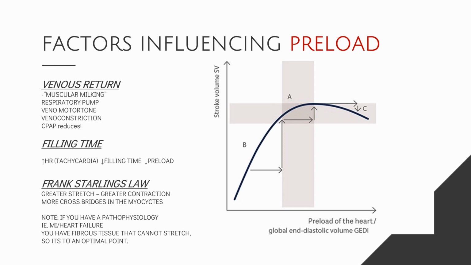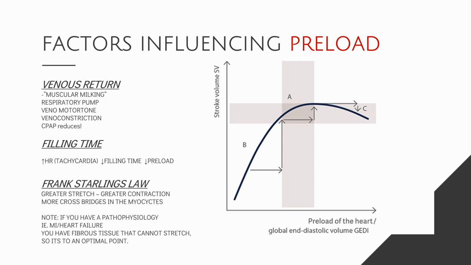Another factor, and something that we should know about, is Frank Starling's law. And Frank Starling's law was all about cross bridges in the myocytes of the heart. So what is this now? So as you fill the heart up with preload, with volume, we create more of a stretch in that ventricle. And the more stretch that you have, the bigger the contraction will be. Think of it as an elastic band. As you stretch it more and more, it will be flung further across the room because the contraction is much bigger. We say the cross bridges in the heart are increased by a bigger stretch.